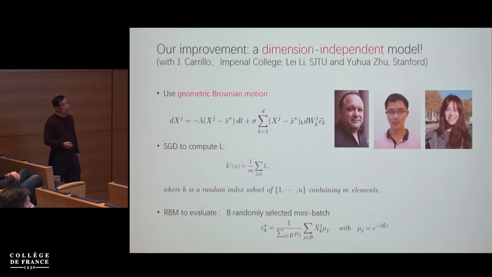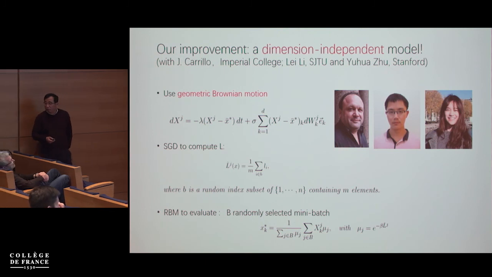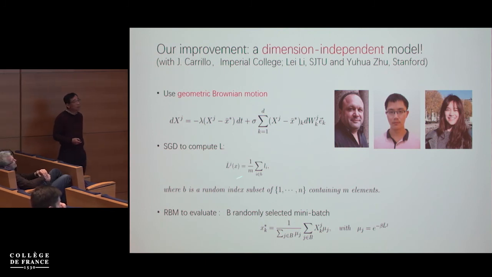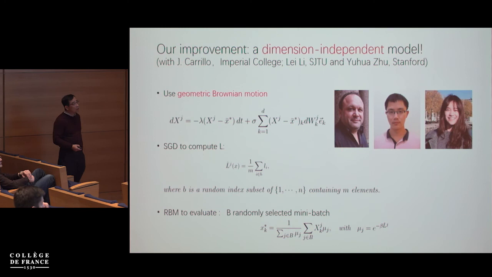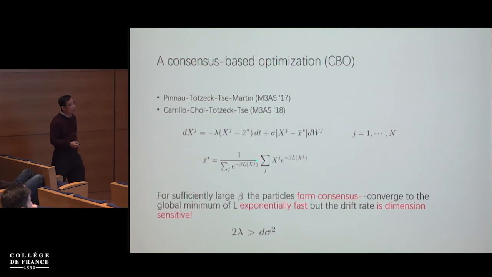So we were together with Jose and Lei again, and Yuhua Zhu, who was my last student from Wisconsin. She's now a postdoc at Stanford. We made a very small modification of this model. If you remember this Brownian motion term, which has this bar here, that's the length of this vector. So here they use isotropic Brownian motion: in every component, you add the same amount of Brownian motion. What we did is just remove this bar.